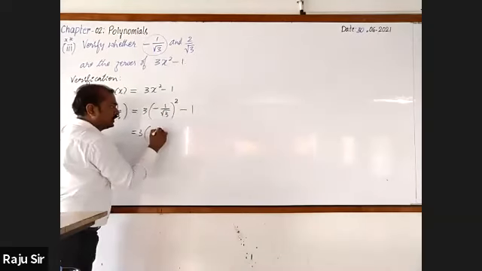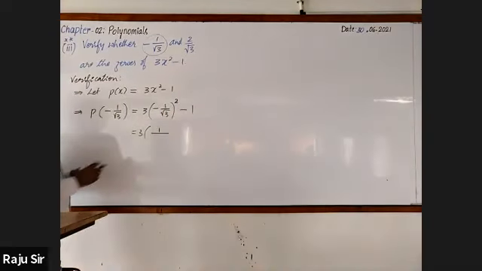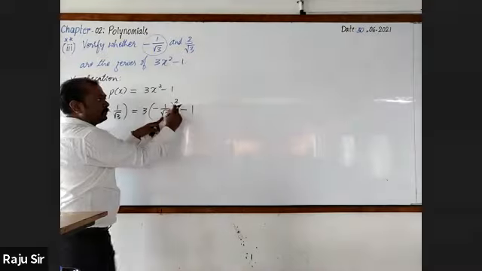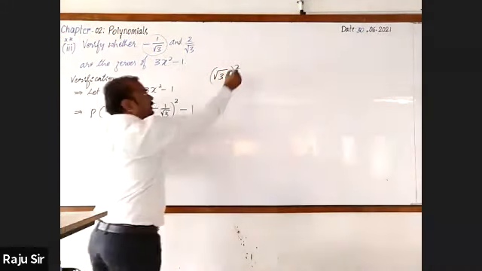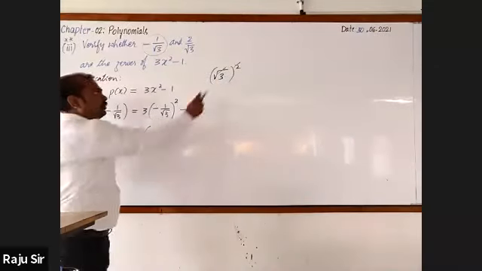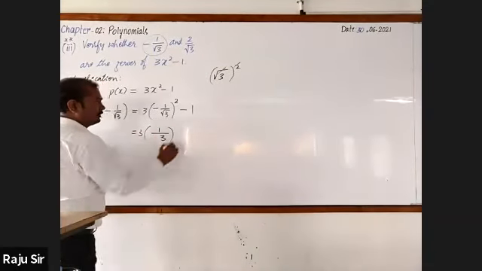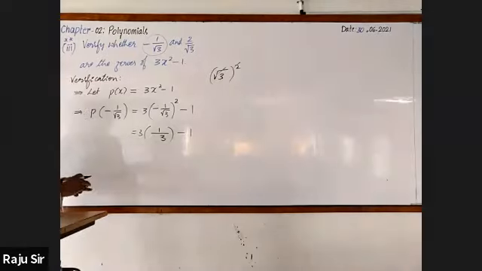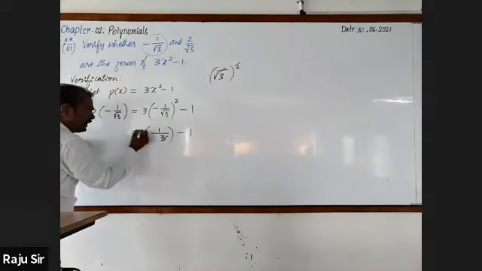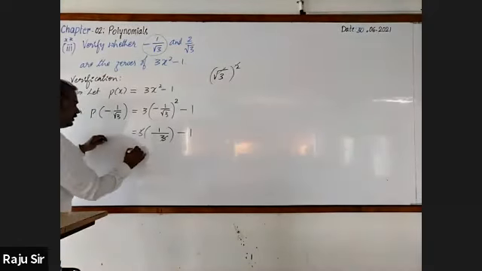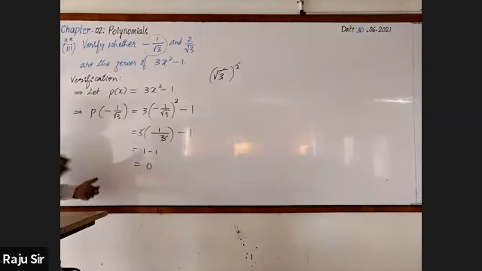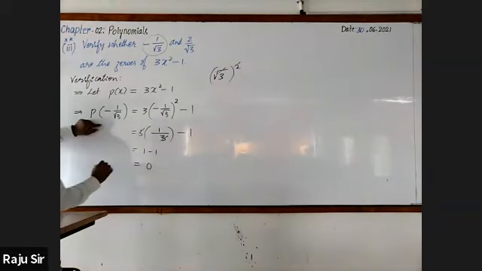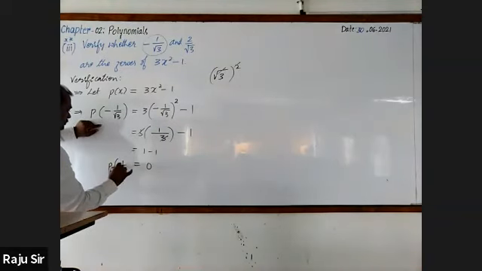Apply this square to minus 1. Minus 1 whole square is 1. And root 3 whole square, we are very familiar with this. Here square and root get cancelled. Only 3 will remain. Now, minus 1. Next, 3 and 3 get cancelled. Remaining 1. Then 1 minus 1 is 0. So p of minus 1 by root 3 is 0.